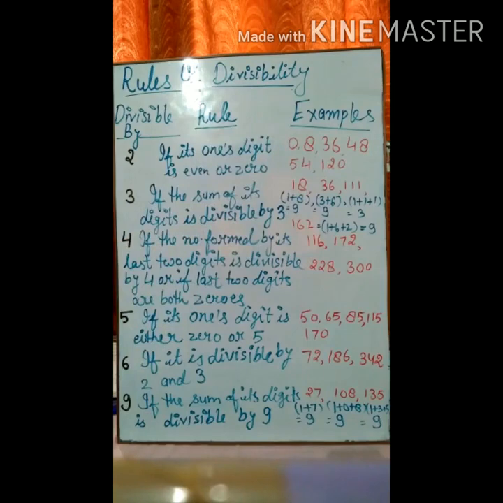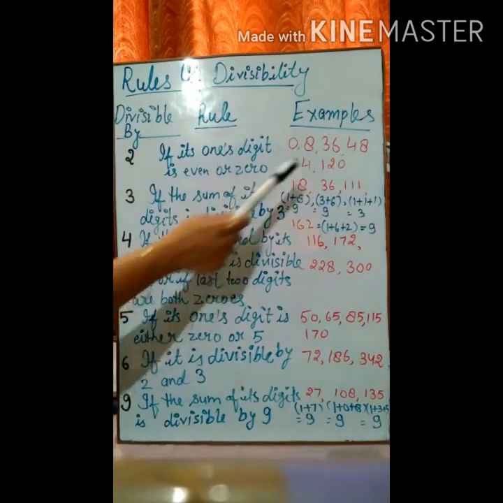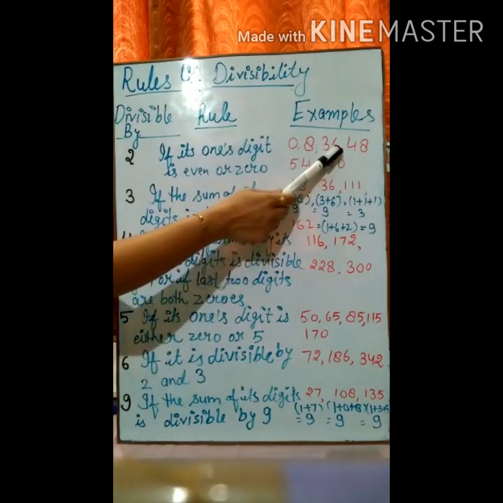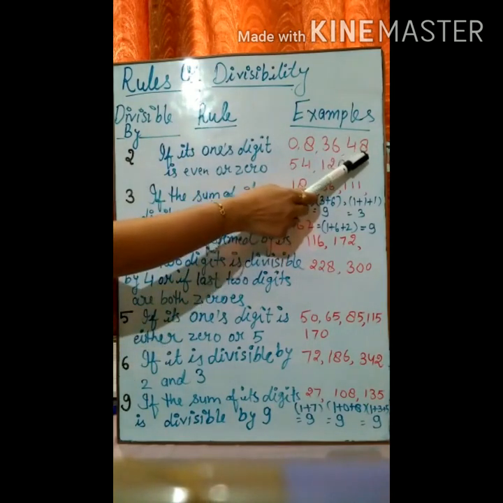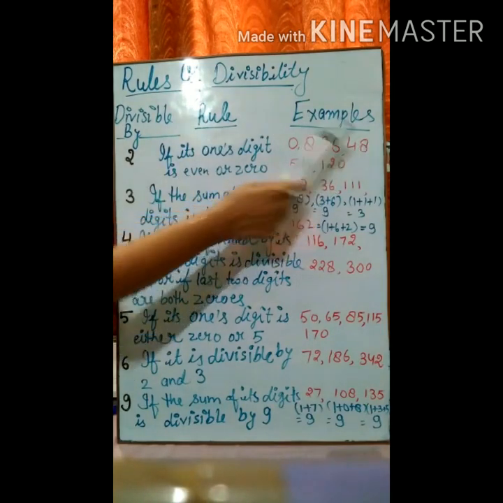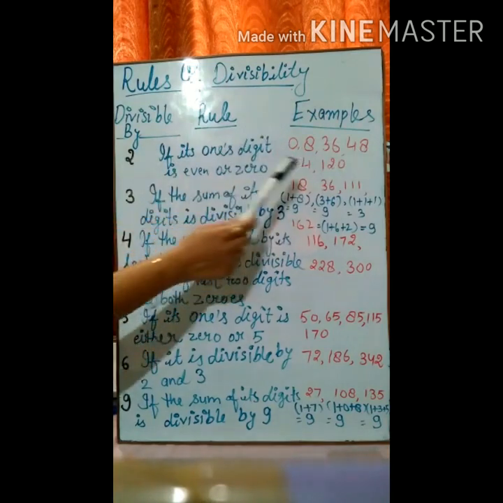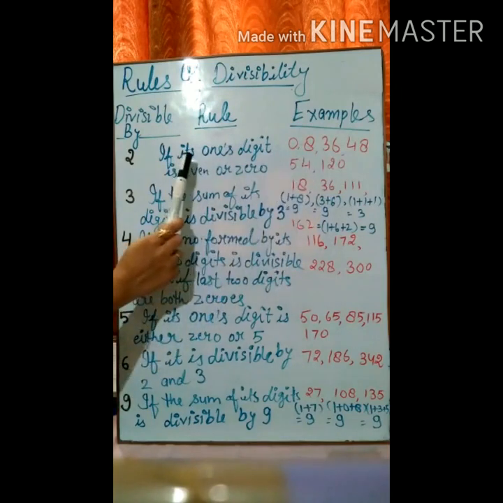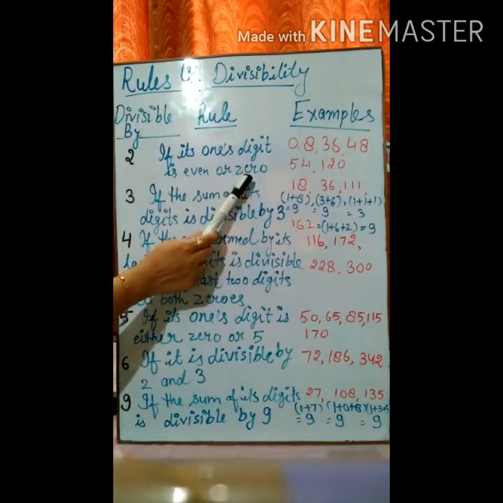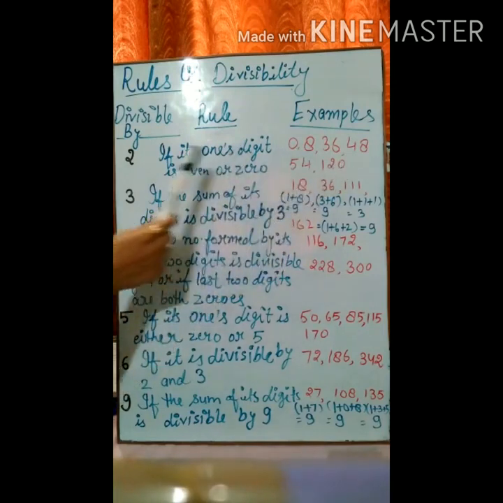36. The digit at the ones place is even, so it is divisible by 2. 48. The digit at the unit place is even, divisible by 2. And 120. The digit at the unit place is 0, so it is divisible by 2.